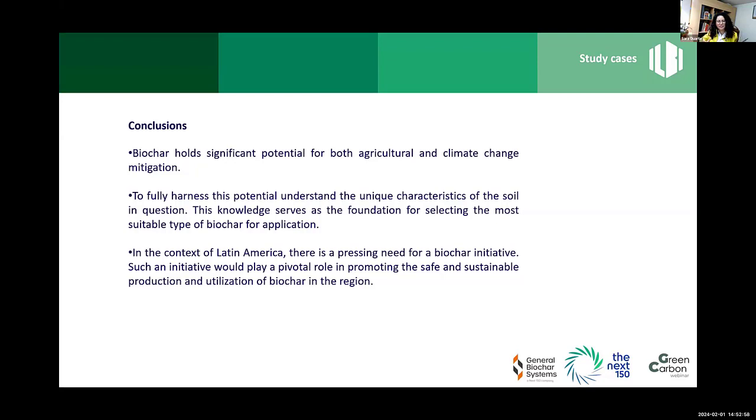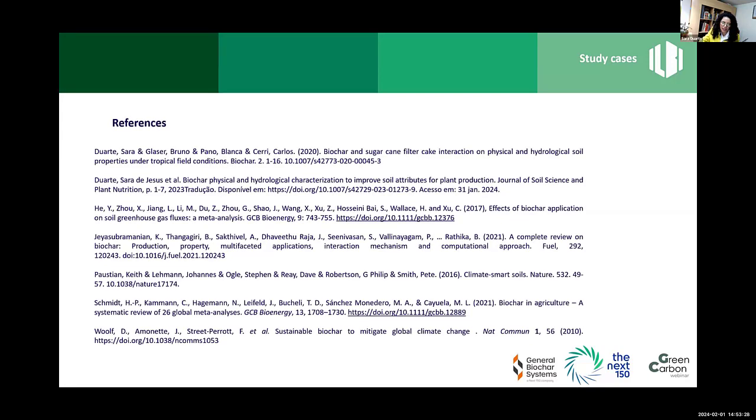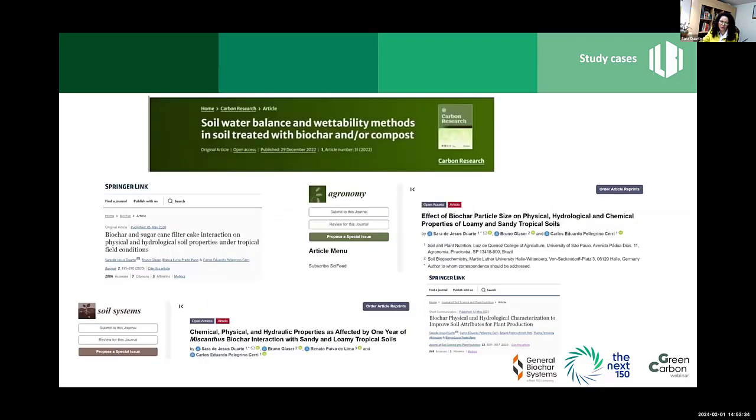In the context of Latin America, we really need a biochar initiative. That is why we are inviting you to join the ILB and be a member of this really beautiful organization. This organization will play a pivotal role in promoting the safe and sustainable production and utilization of biochar here in Latin America. Here you have some references that you can look up in order to understand more about it. Here are other recommended articles that we can also access.